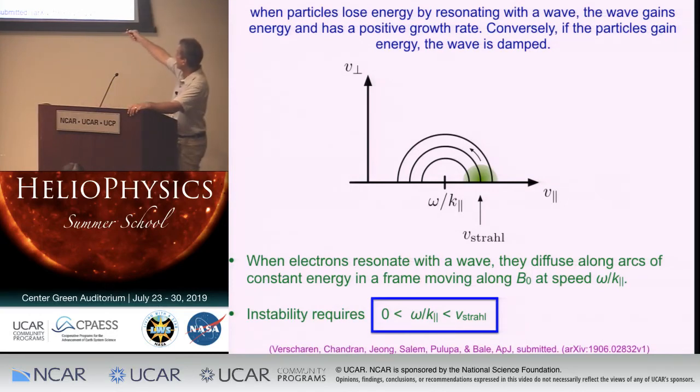If omega over k parallel were bigger, say it was over here, the electrons would be diffusing out to the right and gaining energy. If omega over k parallel were negative, these circles would be big semicircles that would go up very far, and the electrons would gain perpendicular energy faster than they lost parallel kinetic energy. So again, if omega over k parallel were negative, the electrons would gain kinetic energy. So this is a basic instability criterion for this scenario to play out.